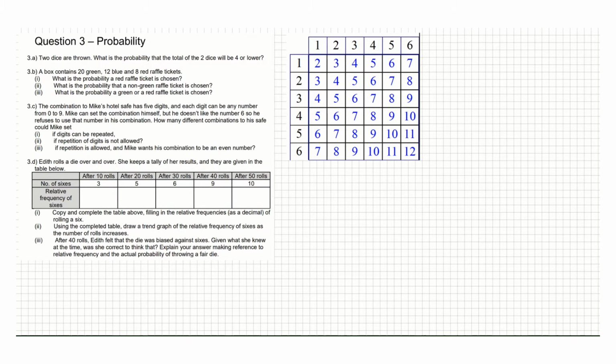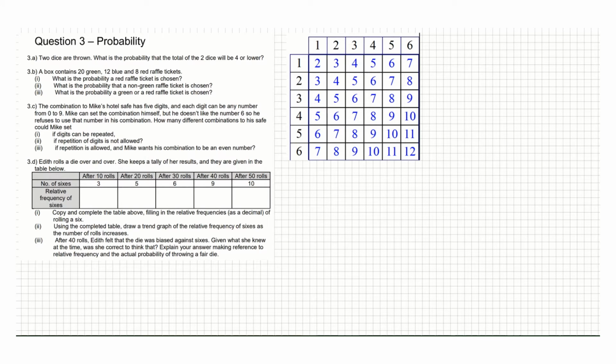Okay, Chloe, question 3. Two dice are thrown. What is the probability that the total of the two dice will be 4 or lower? I don't know, do you remember this kind of table? The two dice are represented in the black text. So the total, I presume, is what you get when you add them. It should really say the sum.